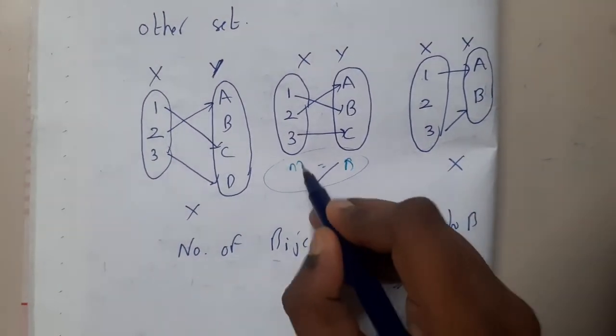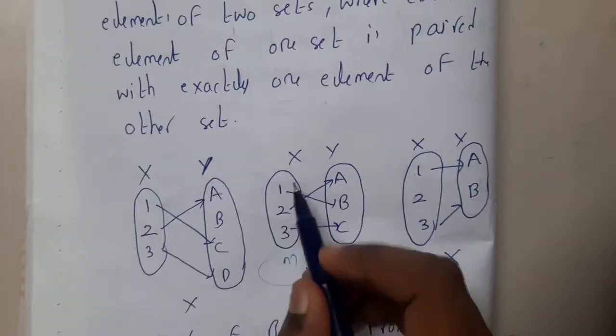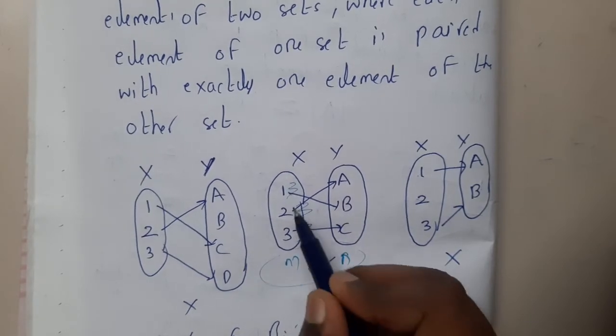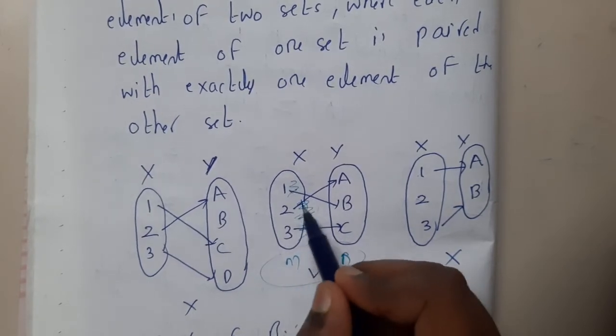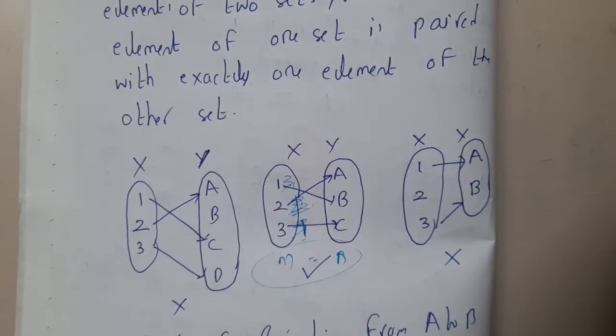Remember, the number of bijective functions will be n factorial. If you take this example, this guy will have 3 choices, this guy will have 2, and this guy will have 1. So it is nothing but 3 factorial. If there are 100 elements, it is 100 factorial. In that way. Got it?